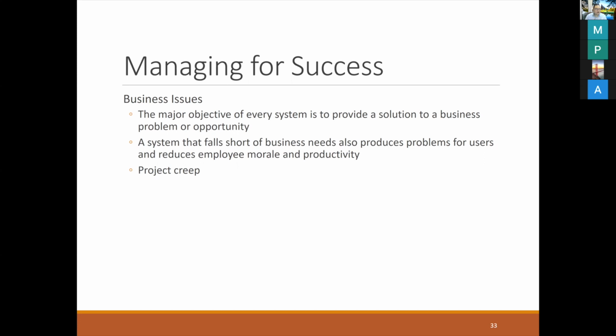How do we manage the success of the project? We have business issues that we have to consider. The major objective of every system is to provide a solution to a business problem or opportunity. Systems that fall short of business needs also produce problems for users and reduce employee morale and productivity. That may cause the project to be slow.